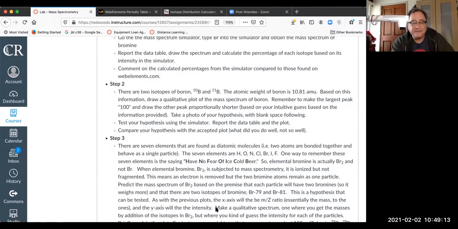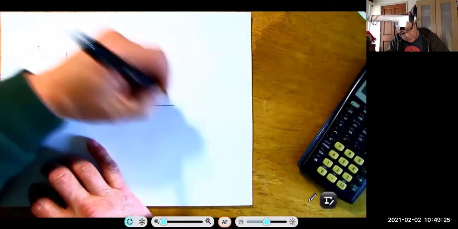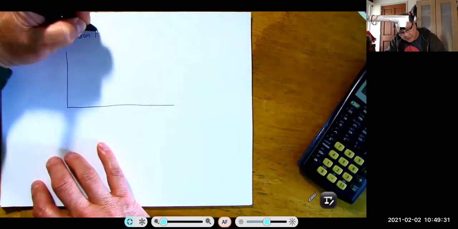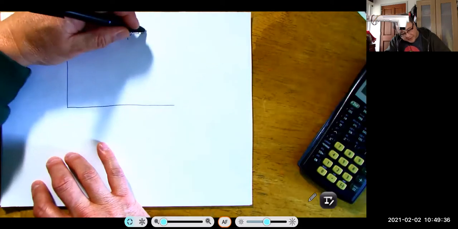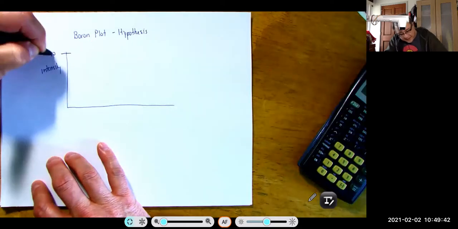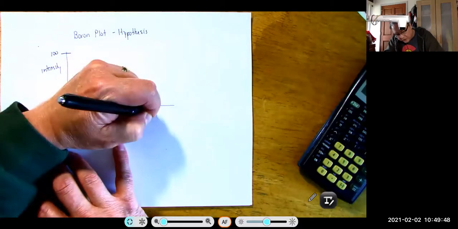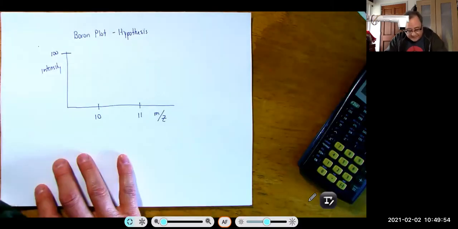I'm going to do a new share. I'm expecting you to draw something that looks like this. Boron plot. We'll just call it the plot. Hypothesis. Here we're going to put intensity. And this is going to be 100. And there are 2 isotopes, one at 10 and one at 11. And we're going to put mass over Z. And now you draw the peaks in.